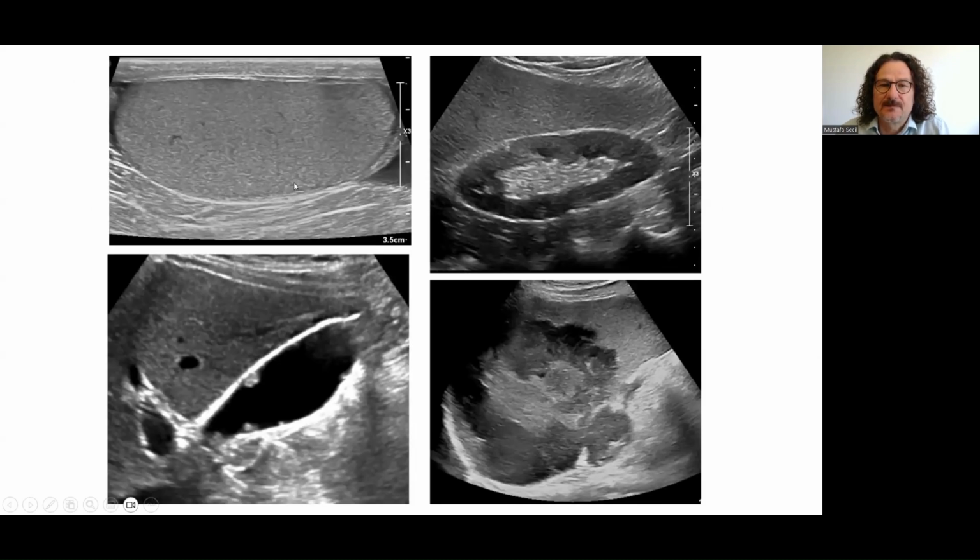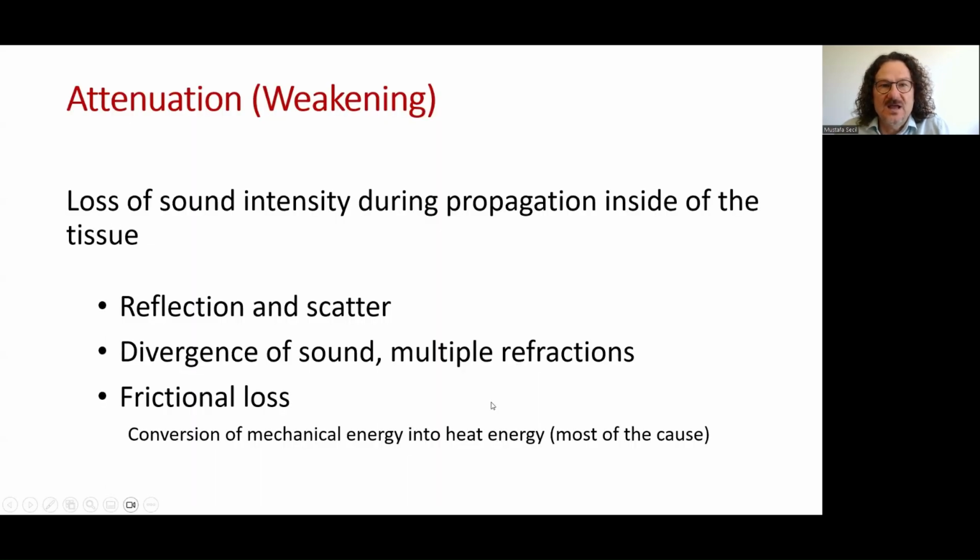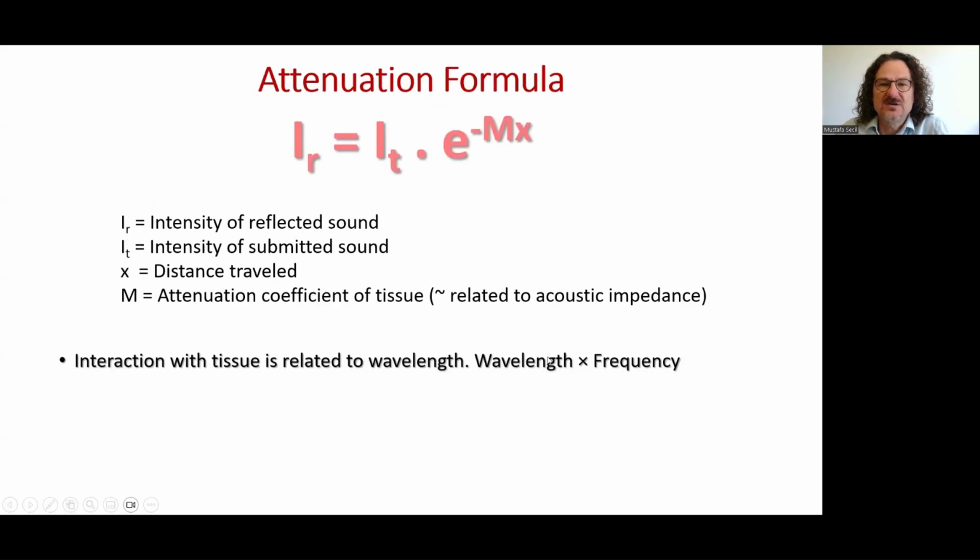Here are some examples of what makes us perceive the tissues, the difference between the tissues, the bright echoes, the lesions. This is the cumulative effect of tiny, innumerable specular reflectors. The other term is attenuation, the loss of sound intensity during propagation inside of the tissue, occurring from reflection and scatter, divergence of sound, and mostly frictional loss. This is the formula of attenuation. Attenuation is proportional to the attenuation coefficient and the distance traveled.